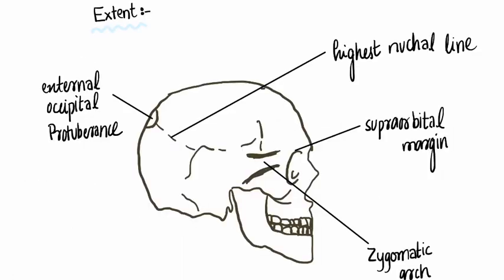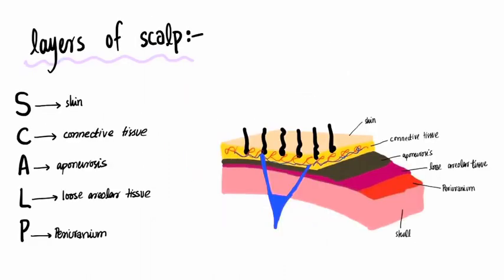The scalp extends from the supraorbital margin anteriorly to the external occipital protuberance and highest nuchal line posteriorly, and laterally is bounded by the zygomatic arch. The layers of the scalp can be denoted by its alphabets: S for skin, C for connective tissue, A for aponeurosis, L for loose areolar tissue, and P for pericranium.